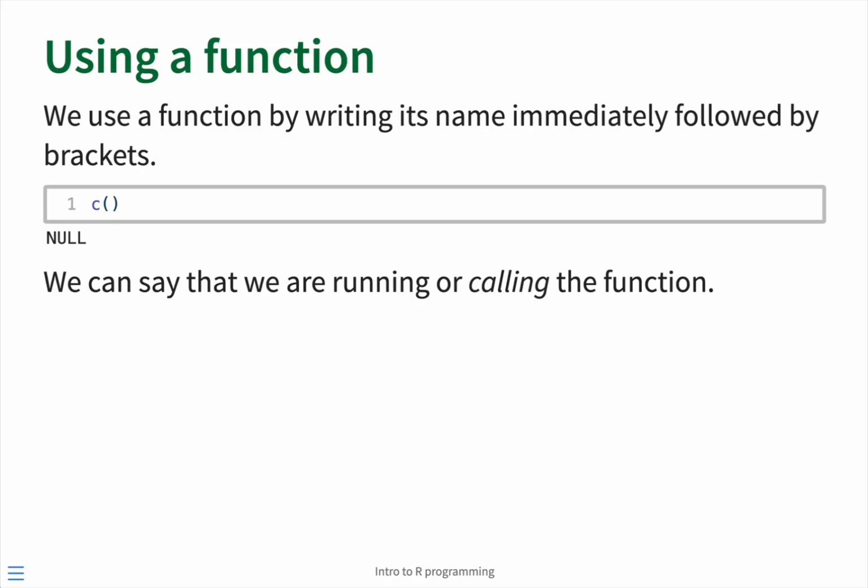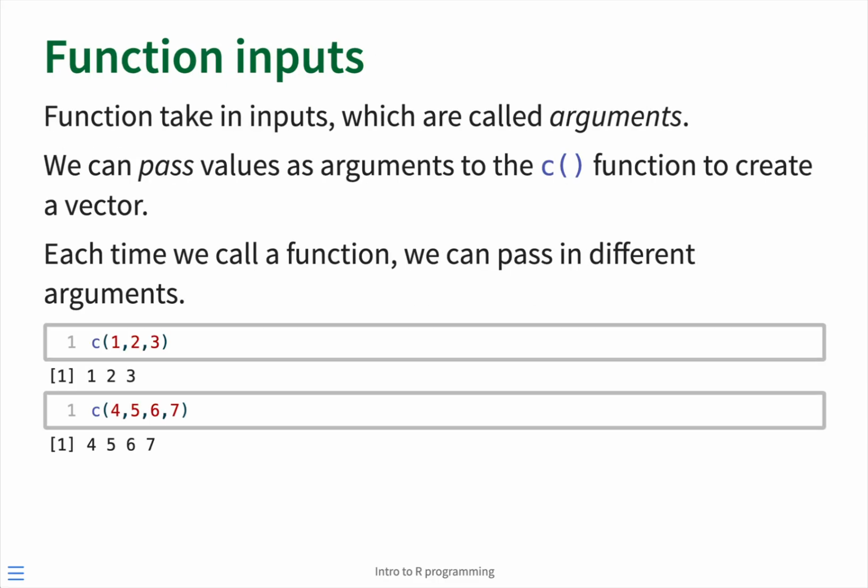Formally, we would say that we are calling the function when we run it like this. And we can supply whatever arguments we want to inside the brackets of the function when we call it. The inputs to a function are called its arguments. And arguments to a function, if you have more than one of them, have to be separated by commas.